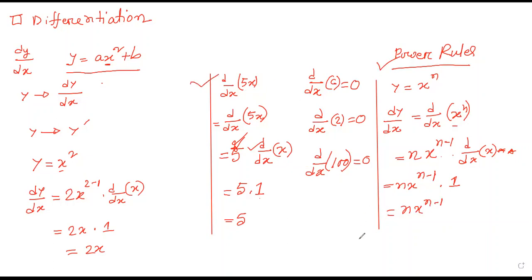Now we will do some examples, like d by dx of 5 minus 3x. So first of all, we will have to do the differentiation of 5, then separately we will have to do the differentiation of 3x.